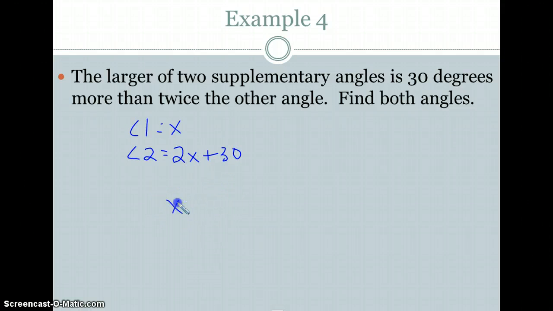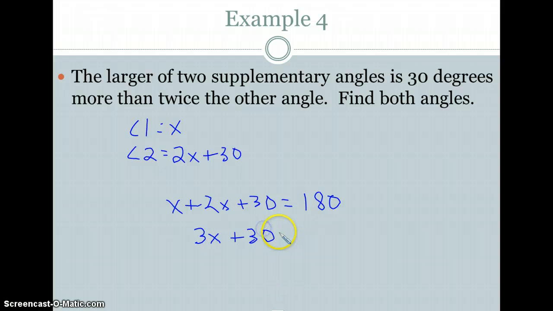Because they're supplementary, I'm supposed to add them up. x plus 2x plus 30 equals 180. x and 2x are like terms, I should say. I can put them together. I can take 30 away. And I know that x is 50. So now I'm going to take that 50 degrees, fix that so it says equals instead of greater than. Don't want to confuse you on this.